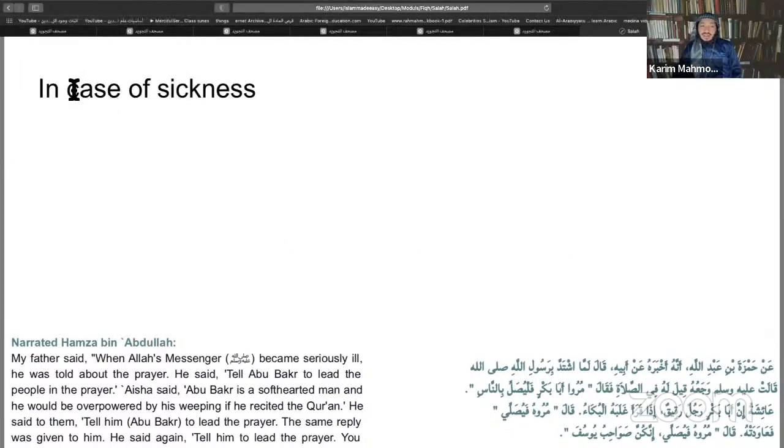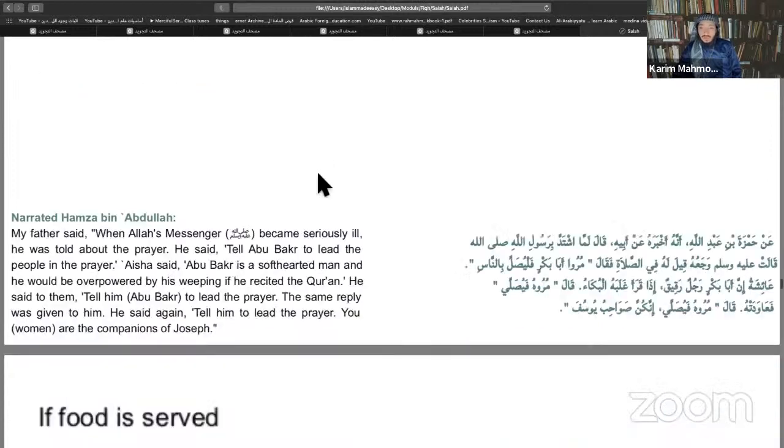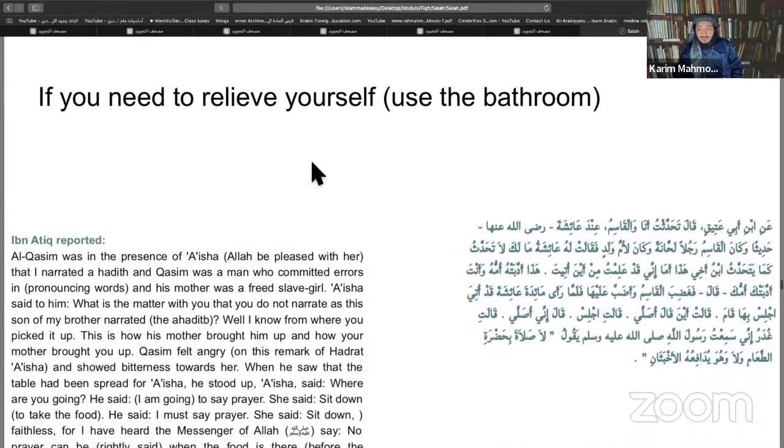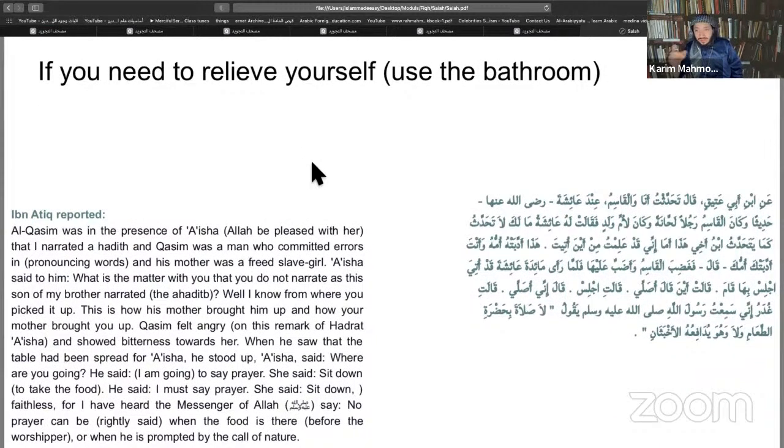In cases of sickness, if the person is sick, he's allowed to not go to the masjid and pray. I'm talking about men, right? He's allowed to pray at home if he is sick. If the food is served, if the food is ready and it's time for prayer, the person doesn't have to go to the masjid in this case. He has to eat first, then go to the masjid. Even if he ends up missing the prayer, that's fine, but he starts with the food first, if the food is ready when it's time for him to go pray.